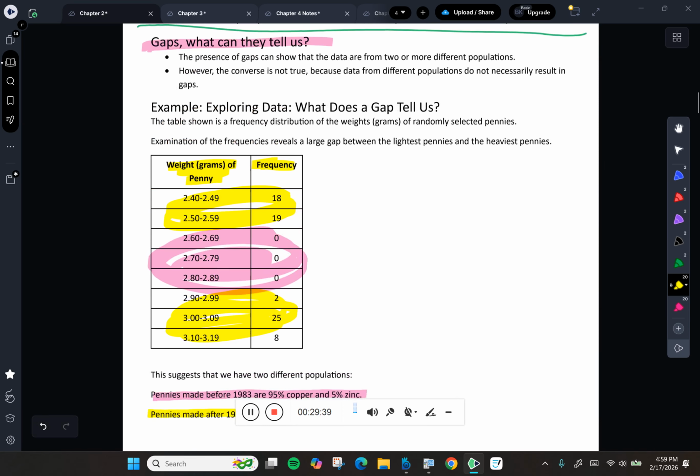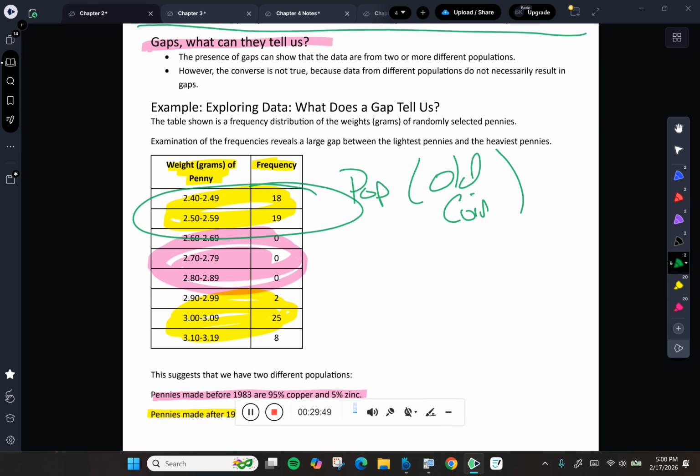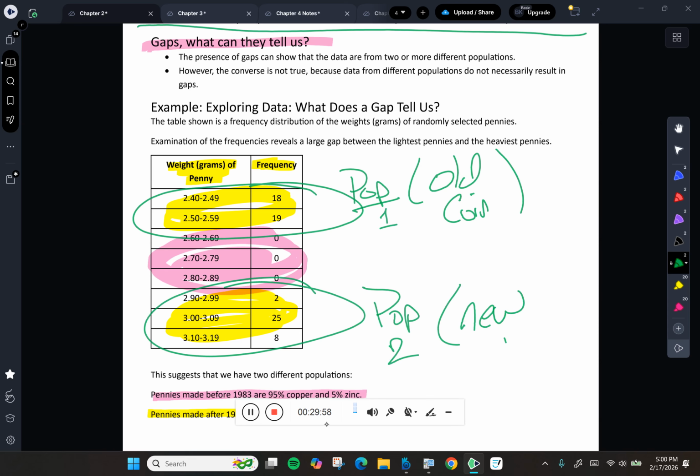So what we're looking at here is one population, and these are the old coins. They were mostly copper, and then a separate population, so a population 1, if you will, and a population 2. These are the new coins that weigh more, right? So one thing that a gap can tell you is that you're looking at data from different populations. If there were several gaps, then maybe you have several populations.